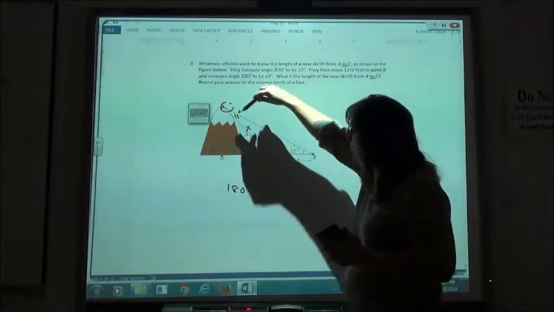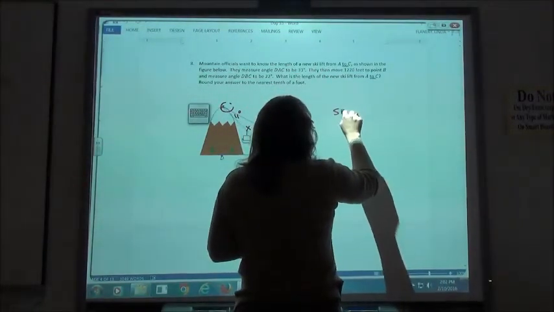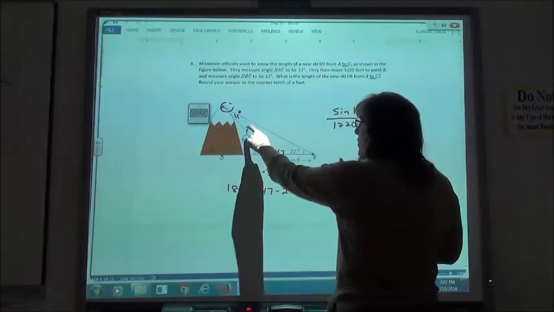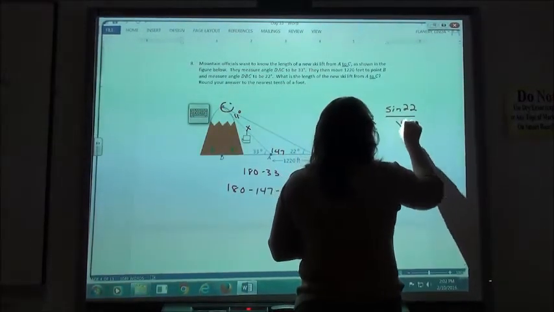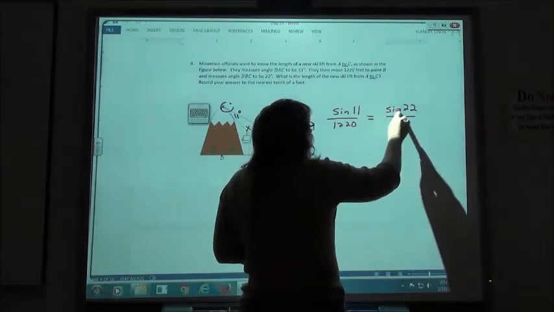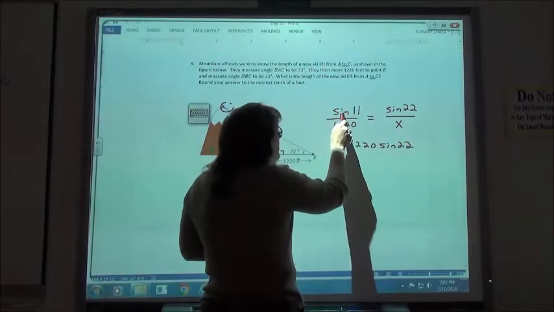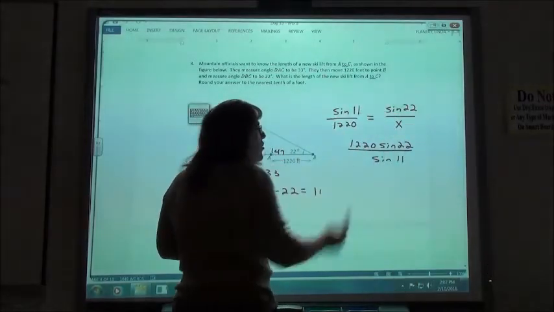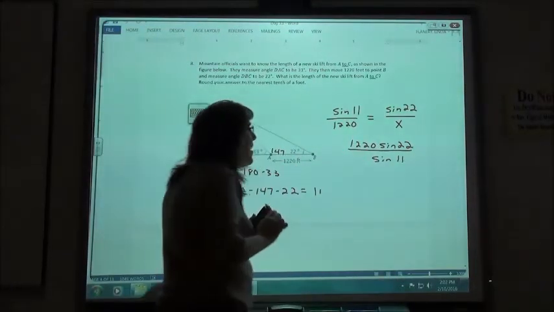So now I can use my law of sines because I have the angle and the opposite side. So the sine of 11 over 1,220 is going to equal, I want this side, so the opposite angle is 22, the sine of 22 over x. Solving that again, if I take a little shortcut, I'm going to take this times this, so 1,220 sine of 22, and I'm going to end up dividing by the sine of 11. If you need to cross multiply and solve it, go ahead, but I'm just saving myself some writing room. This times this, and I end up dividing by that.